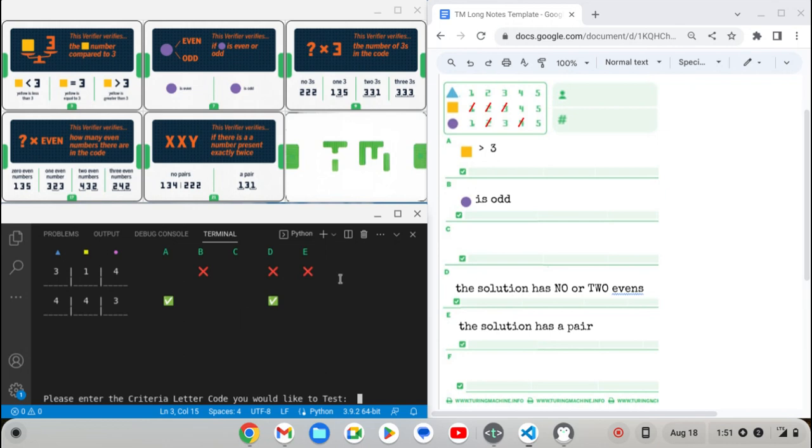Yes, okay, fantastic. So that was criteria card D, and so we'll just cross out here. The solution has 2 evens. So let's get rid of the no or. So the solution has 2 evens, and because we know circle is odd, we now can confirm that yes, square is 4, and we'll likewise cross out everything else for triangle since it has to mimic what square is.